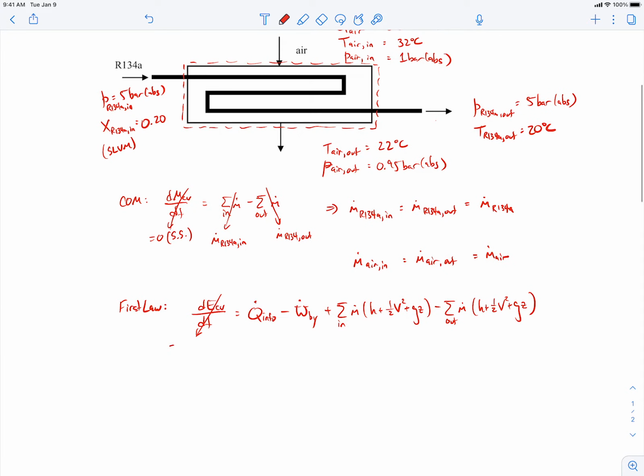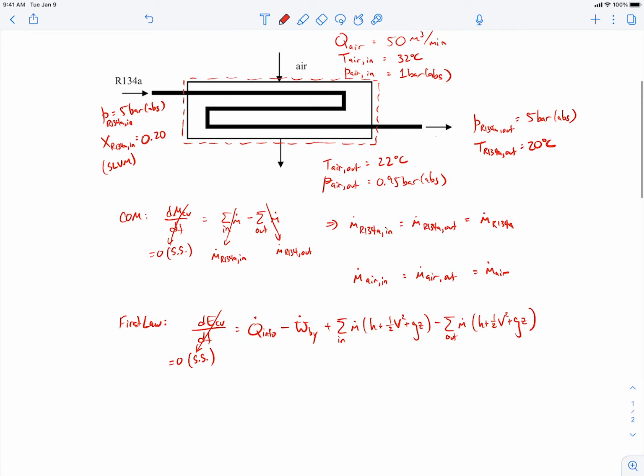The first term is going to be 0 because we're told that we're dealing with a steady state process. So the total energy within the control volume is not changing with time. We were told that there's no heat transfer across this outer boundary, so that term is going to be 0. So that's just a given. There is no power going into this box, right? This is really just a heat exchanger, and there's no electrical power, no rotating shafts, no springs or anything like that. So that term is 0.